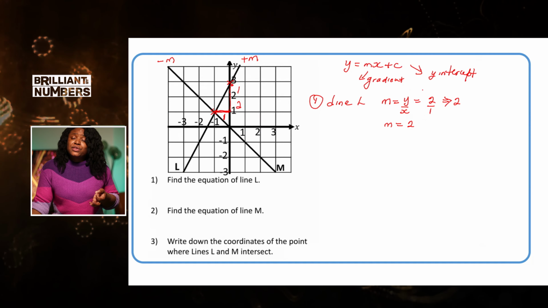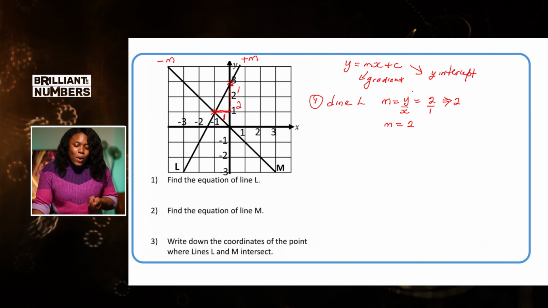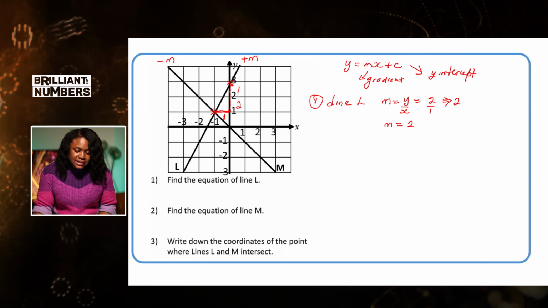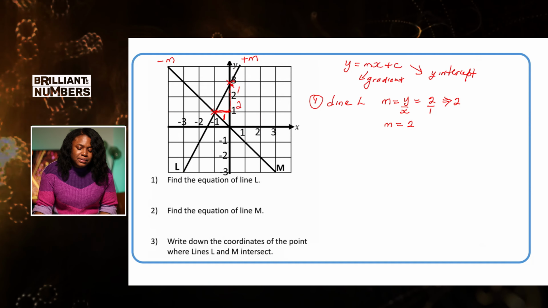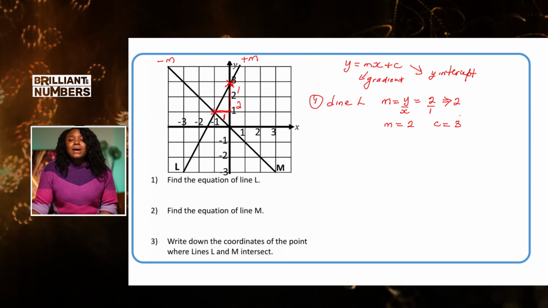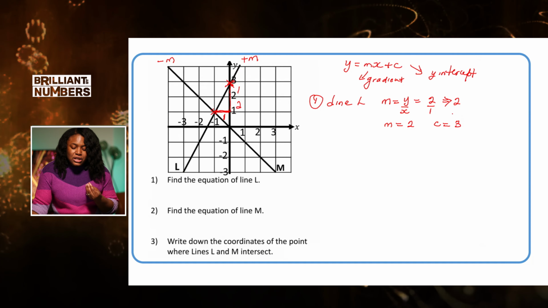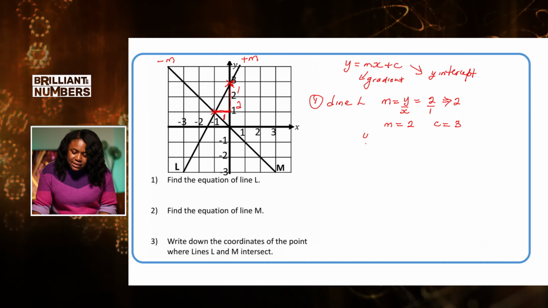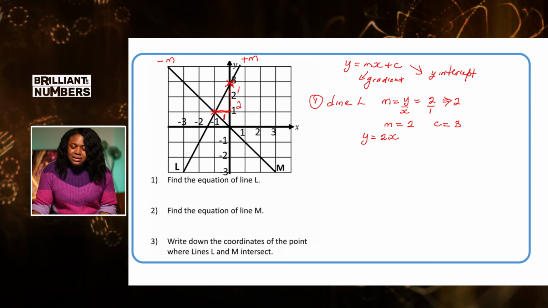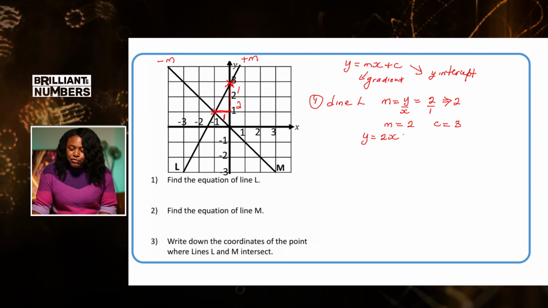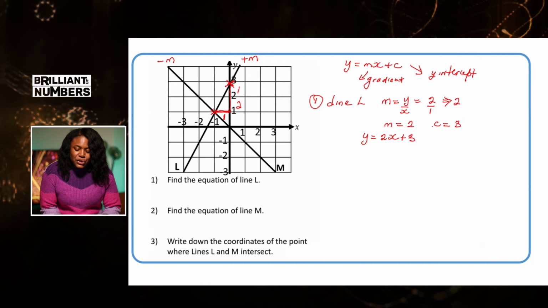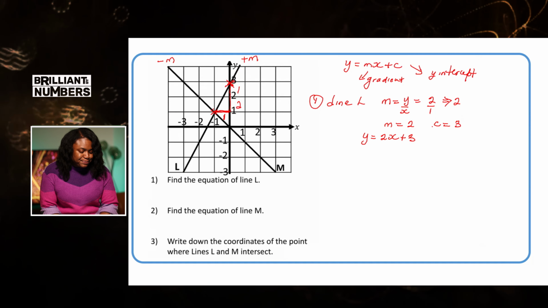I can just look on the graph now and see where the line L crosses the y-axis, and I can see it crosses it at positive 3. So C is equal to 3. Now I've got it all, I just need to write it in an equation. So y is equal to, my gradient is 2, so that's going to be 2x, and my y-intercept is 3. So the equation of the line then is y equals 2x add 3.